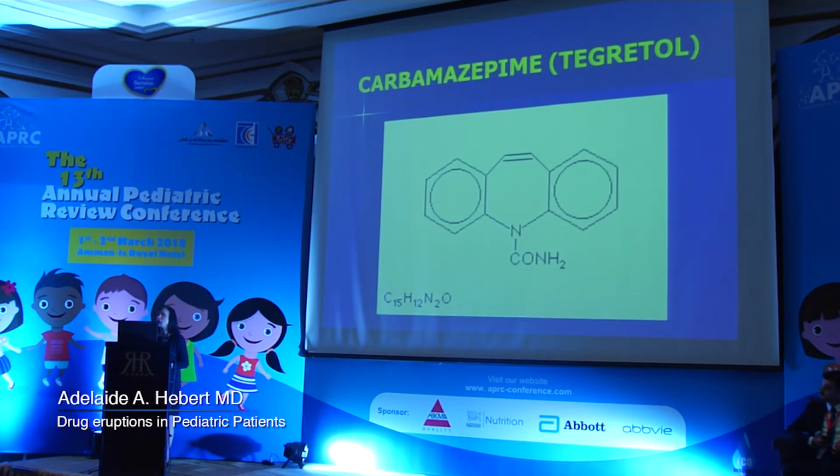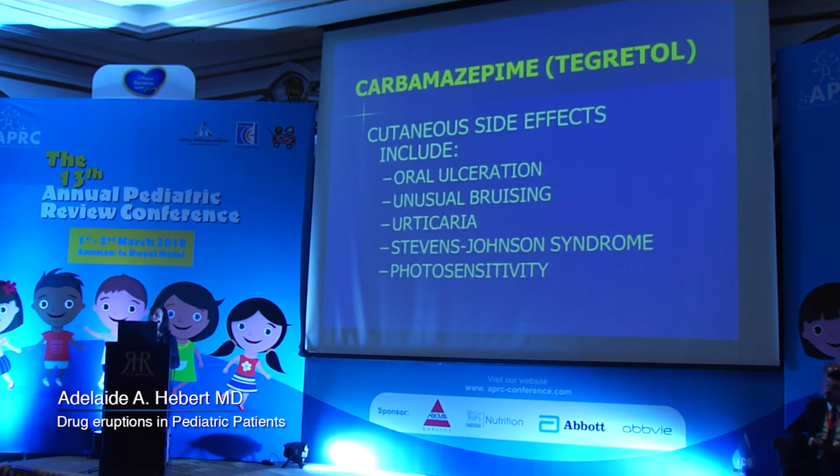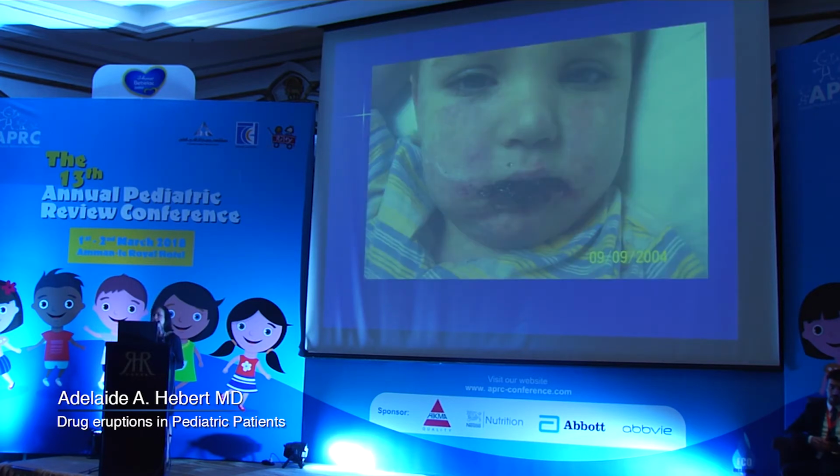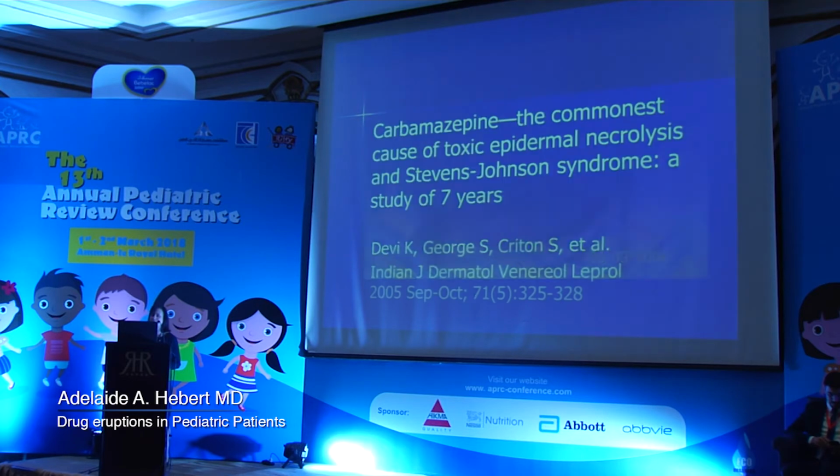Going on to another aromatic agent, carbamazepine. This is clearly aromatic, with 2 aromatic rings on each side of the molecular structure. Cutaneous side effects include oral ulcerations, unusual bruising, urticaria, unfortunately also Stevens-Johnson syndrome, as well as photosensitivity. So this is a youngster who comes in with completely denuded lips and erythema, classic Stevens-Johnson syndrome as a function of taking carbamazepine. It's the most common cause of toxic epidermal necrolysis in some series reported in the literature.